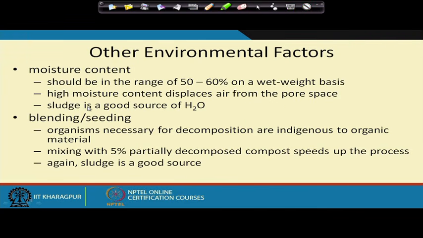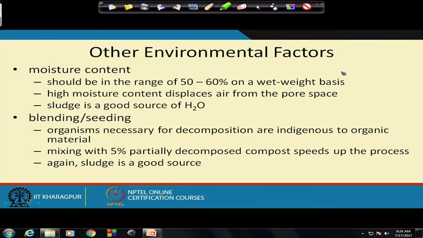So there are some other environmental factors. The moisture content, we talked about that a little bit here, should be in the range of 50 to 60% on a wet weight basis. When we say weight, it means taking the moisture content into consideration. The wet weight basis is basically the mass of water divided by the total mass, where the mass of water is also included. So that's your wet weight basis.